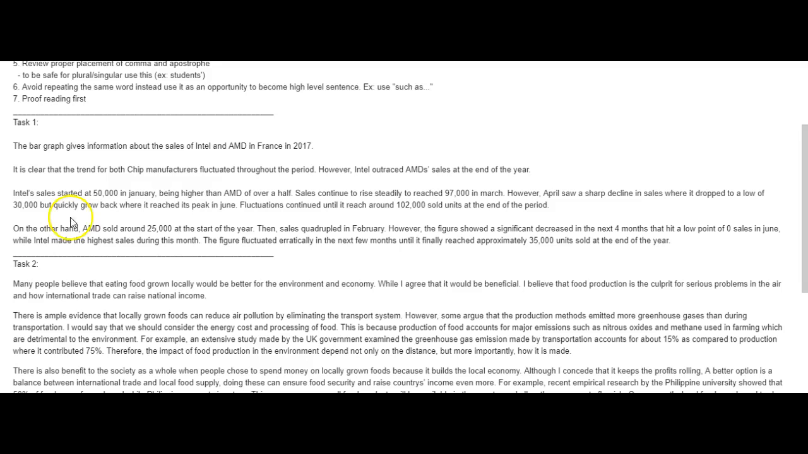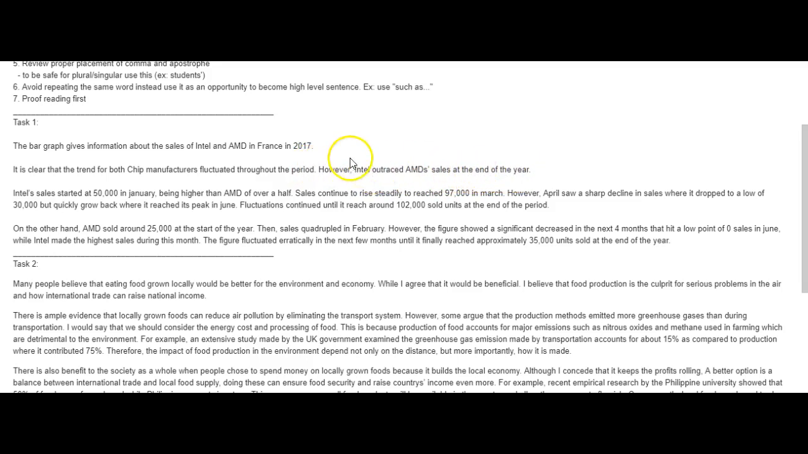The bar chart, we call it a bar chart. We call it a pie chart, a line graph. But when it's a bar, we usually call it a chart. So the bar chart gives information about the sales of Intel and AMD in France in 2017. It is clear that the trend for both chip manufacturers fluctuated throughout the period. However, Intel outraced AMD sales at the end of the year.